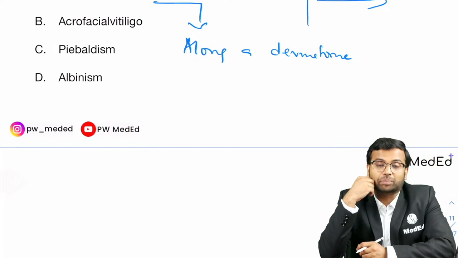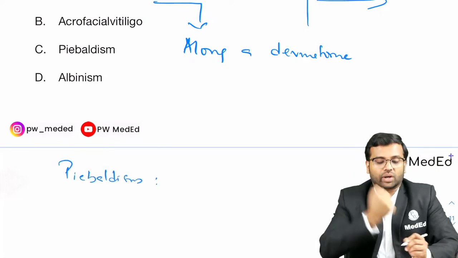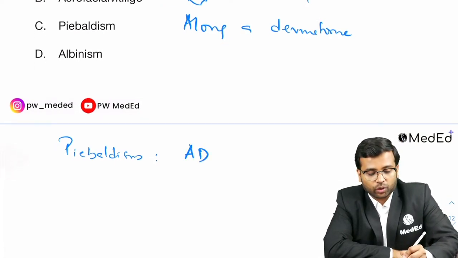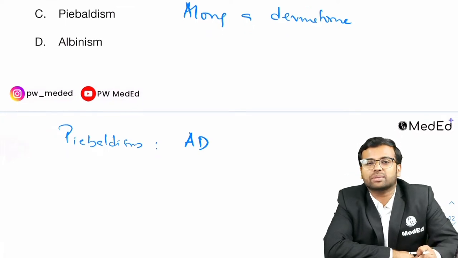Now, what is happening with piebaldism? Who can answer what is piebaldism? So this one is called piebaldism. In piebaldism, this is an autosomal dominant inheritance, isn't it? Now, what are the features in piebaldism?